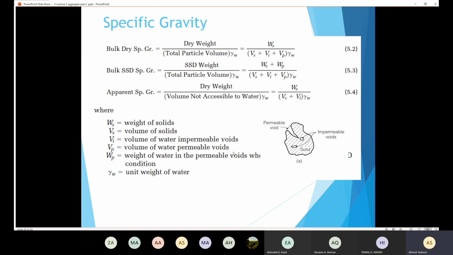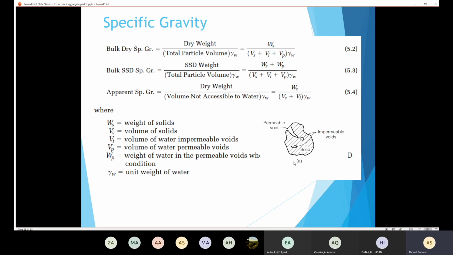Remember, the specific gravity is the gamma of the material over the gamma of the water, and the gamma of the material is the weight of the material over the volume of the material. So the problem here, to determine those values, Vs, the volume of the solid, the volume of the permeable voids and the volume of the impermeable voids, is that it's difficult to do that.